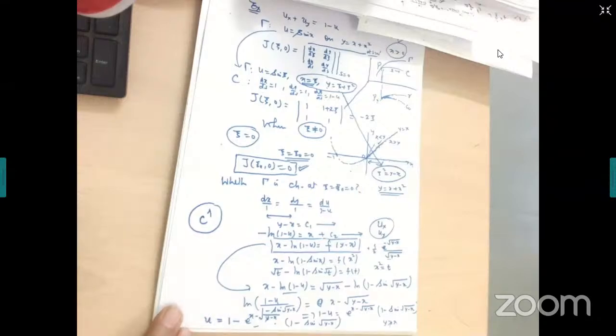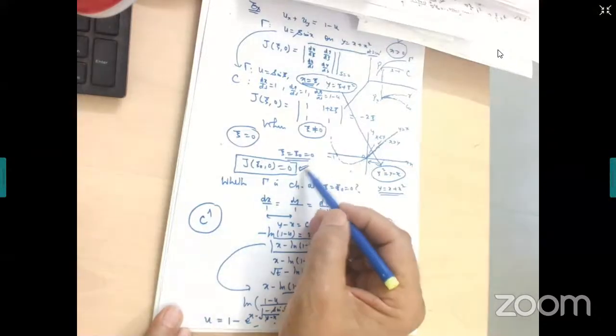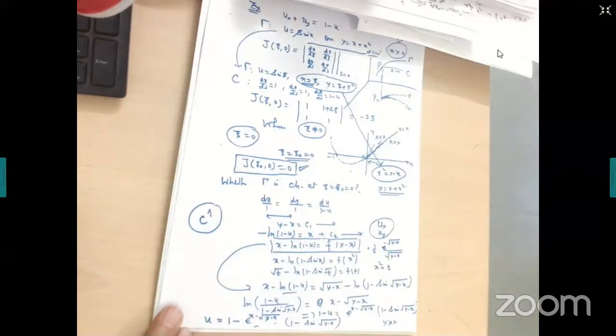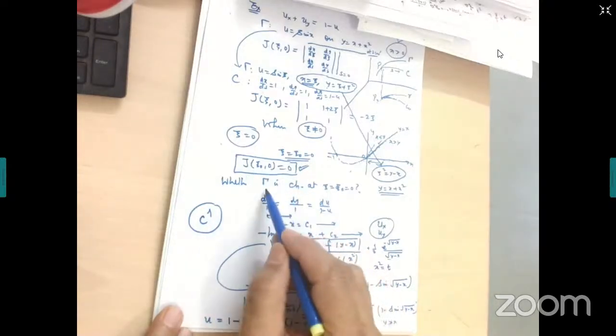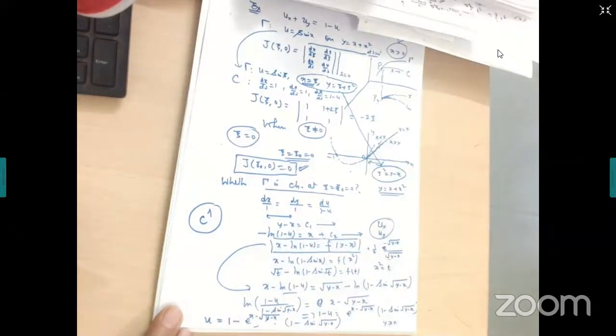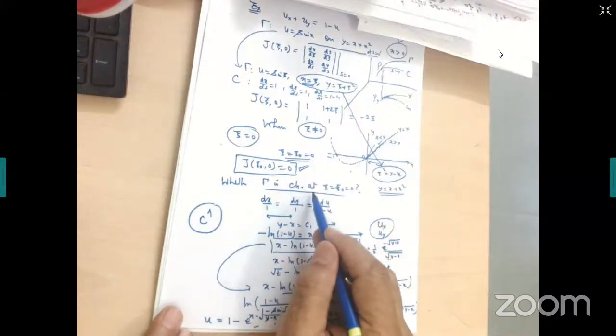Will you complete this exercise? Please fill in the details. See for yourself. It's a very beautiful example which tells us that the solution is of class C1 in this situation. Okay, now let us consider another case: when j is equal to 0 and gamma is not a characteristic. Gamma is not characteristic at that point. Let us see this example.